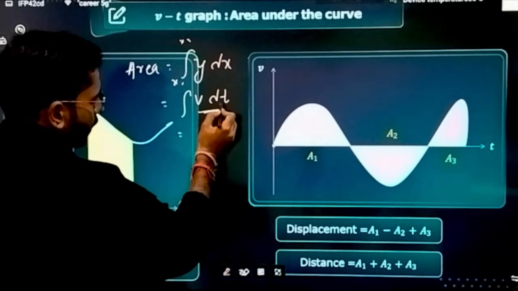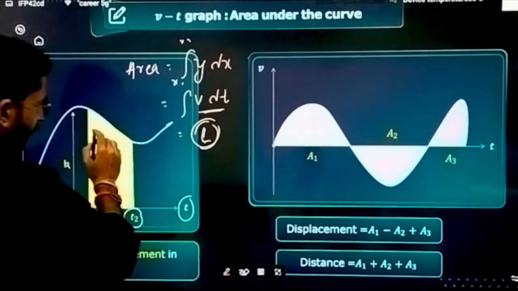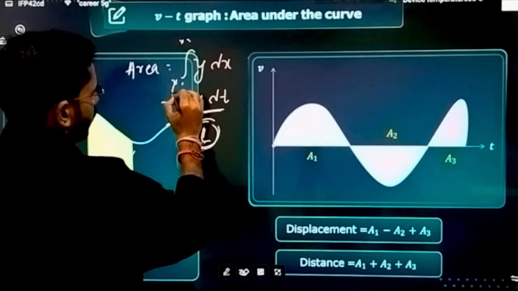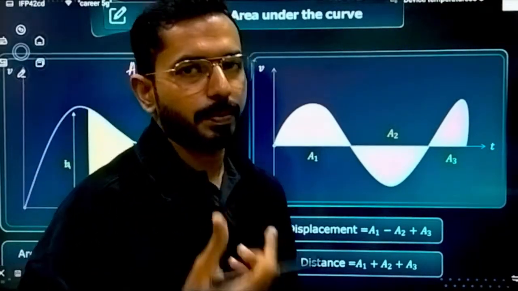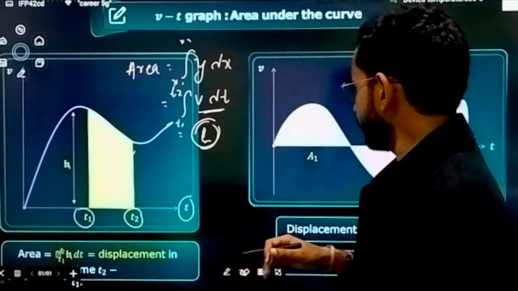Now check dimensionally. When you check dimensionally, as I have just told you, it is going to come as length. That means the net area under this curve, if I integrate it from t1 to t2, is going to give me the displacement. From time t1 to t2, how much I have displaced, the area under this curve is going to give me. Is it clear?